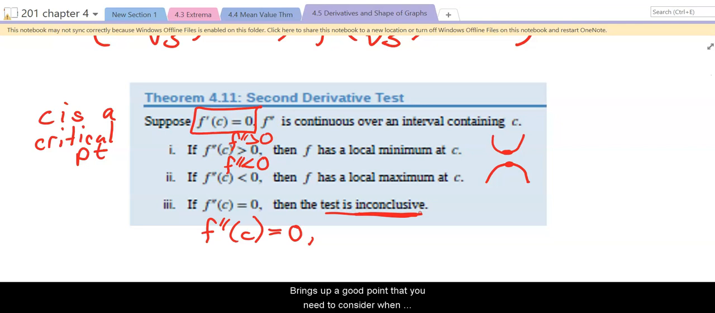This brings up a good point that you need to consider when analyzing graphs. The first derivative test is sort of your quadratic equation of using derivatives to analyze graphs. The first derivative test always works and never fails. The second derivative test is shorter and less work, but like factoring to solve a quadratic equation, it does not always work. If you get that the second derivative at a critical point is 0, then you will have to revert to the first derivative test. Let's take a look at an example.